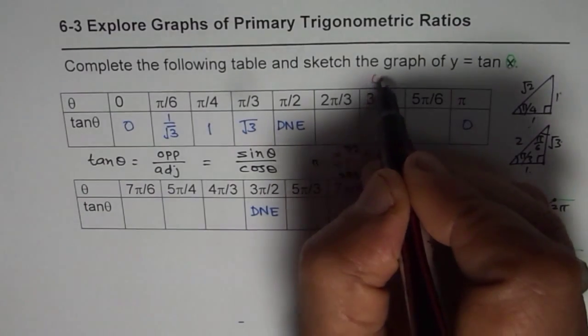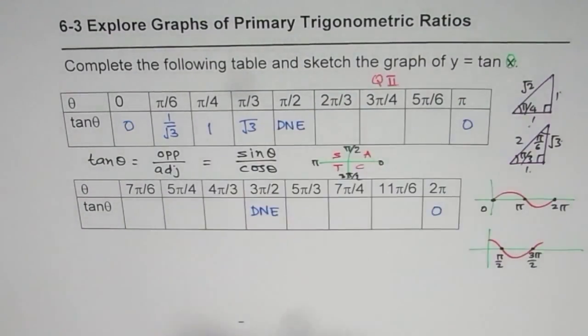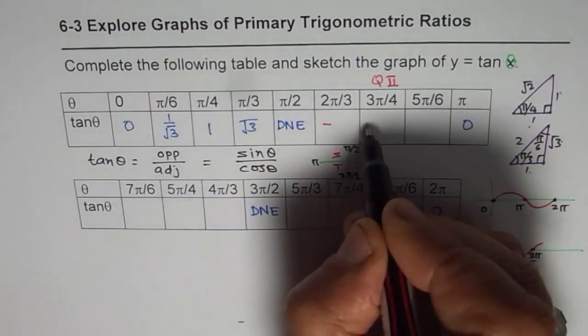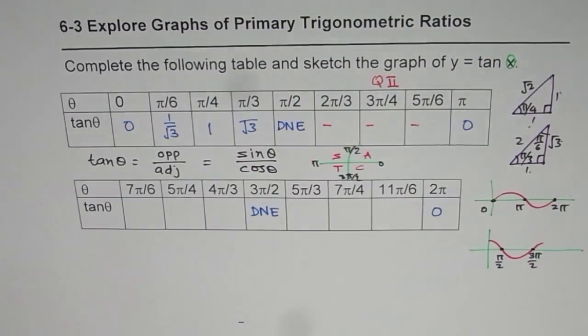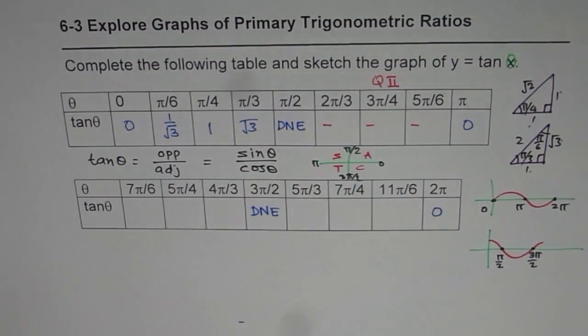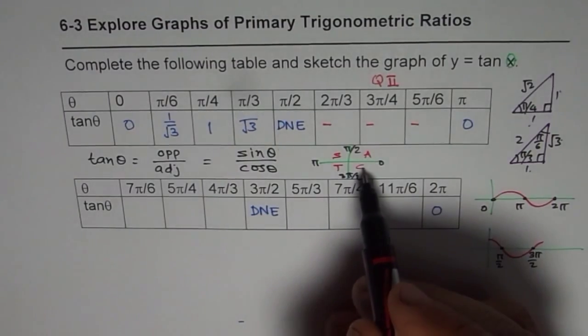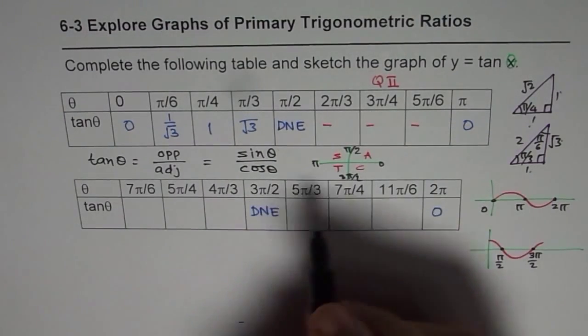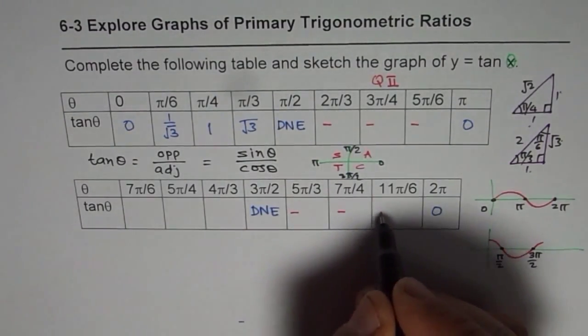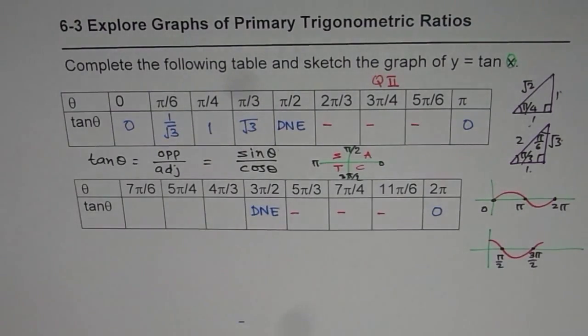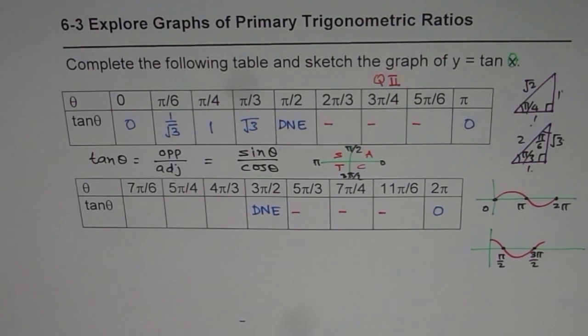So now at this stage we are in quadrant 2. The tan value is negative, so let me put negative here for all of them. Similarly, when you land in quadrant 4, which will be after 3 pi by 2, the values will be negative. Do you understand? So again, we know when tan is negative and when it is positive. It is positive in quadrants 1 and 3, negative in quadrants 2 and 4. So now let's put the values.